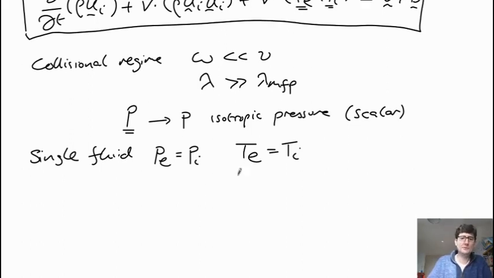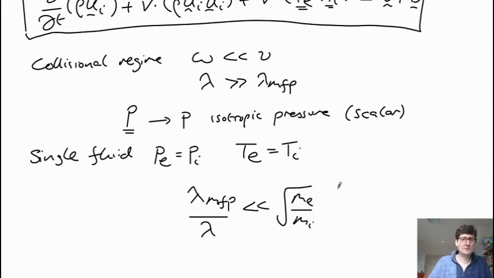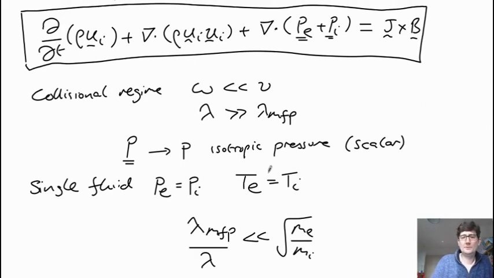And so this is a stronger assumption on the collision rate, and it requires that the mean free path divided by the typical wavelengths we're looking at, this could be L, some kind of typical length scale or wavelength of a wave, must be much less than the square root of the mass ratio, because that's the kind of time scale it takes for collisions to exchange energy between electrons and ions. But if these assumptions on a strong collisional regime are true, then this term can just be replaced with a pressure.